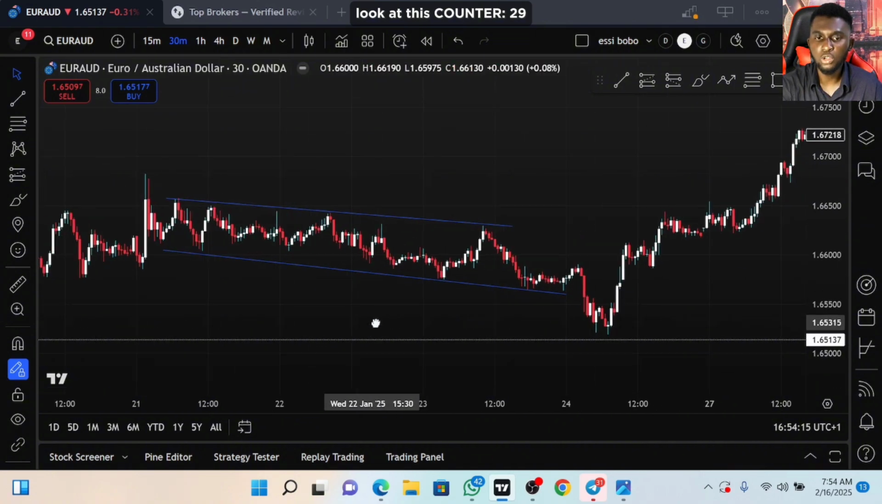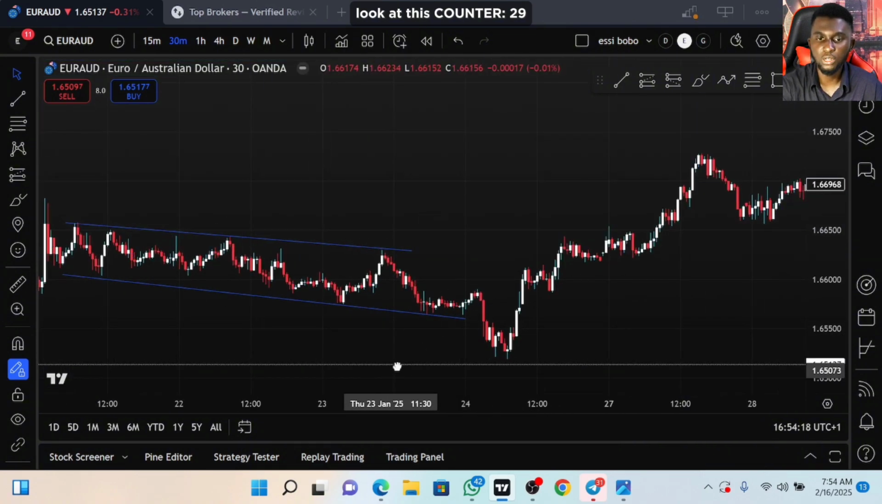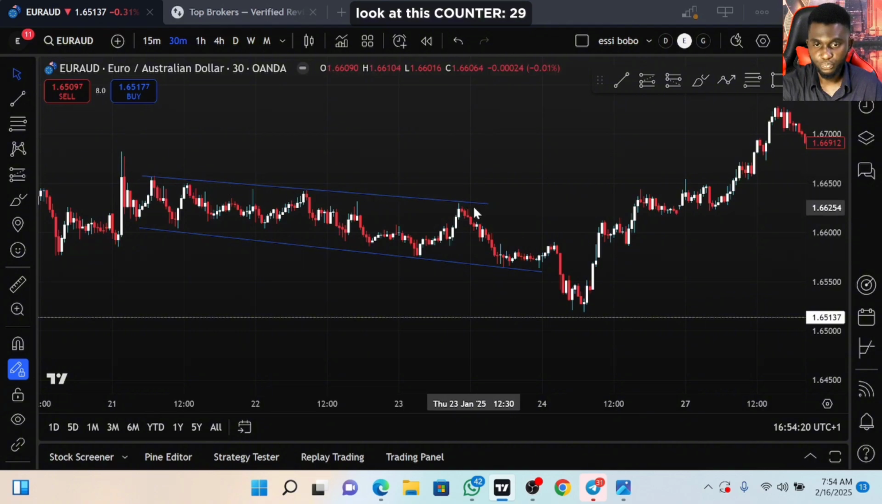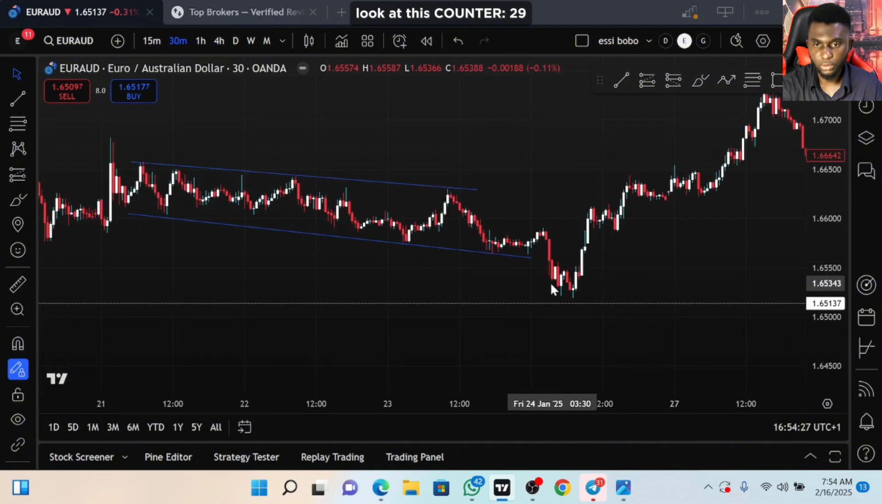Now tell me, where will you put your stop loss that you will not be taken out on this trade? If you put your stop loss here, you'll be taken out. Even though you put your stop loss here, you'll be taken out. Do you see? Do you see? The bought.